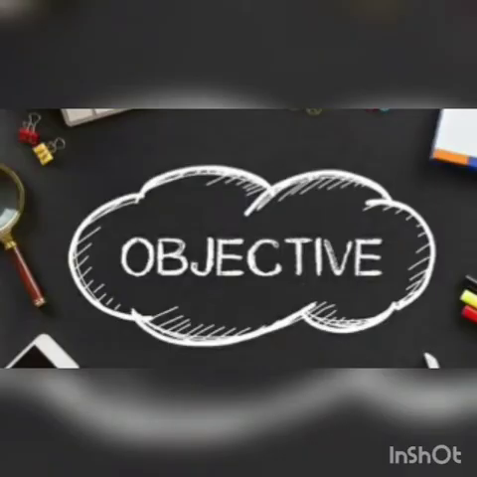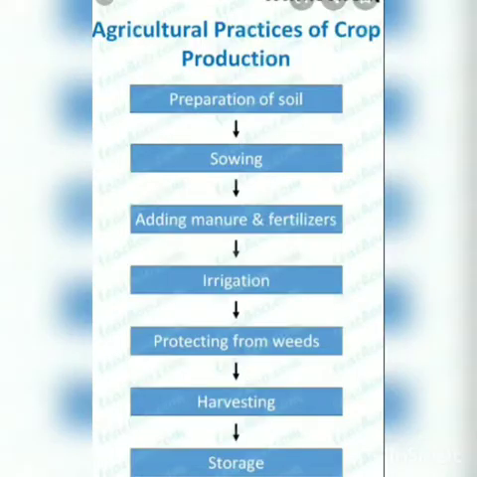The main objective of this topic is to know about what is meant by manure, to know about the difference between fertilizer and manure, to know about what is meant by crop rotation, to know about what is harvesting, and to know about how to store the food grains. We are going to see about agricultural practices of crop production.